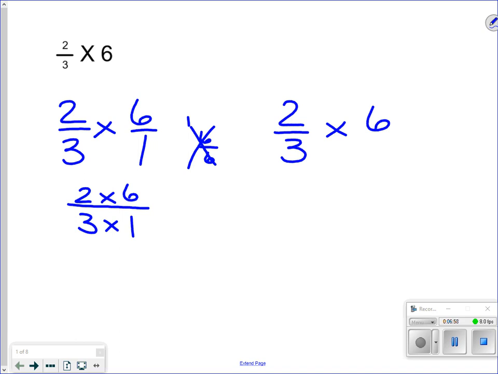So then I have 2 times 6 is 12. 3 times 1 is 3. It's the same thing as me going just multiply straight across. This is kind of maybe keep me from doing the thing that I told y'all not to do.